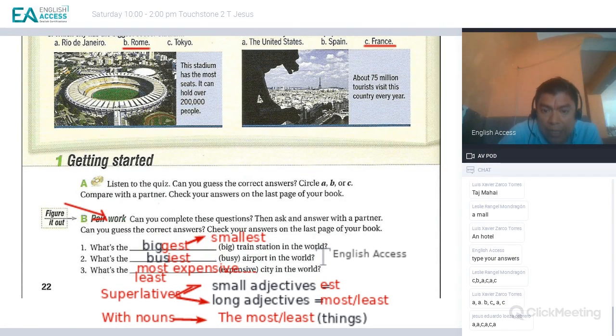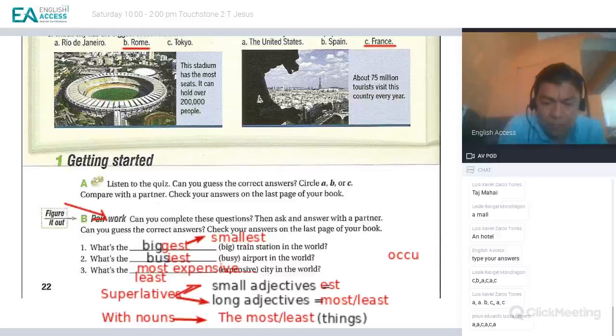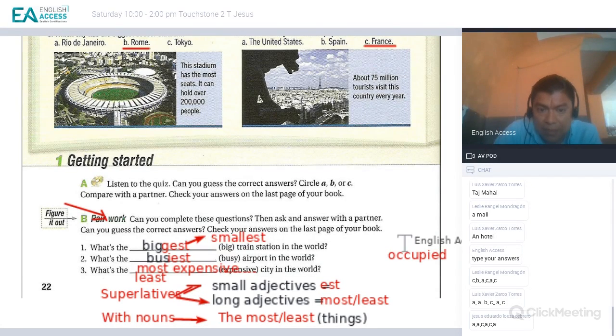So in this one, we say the least, we can say the adjective occupied. Yes, occupied is a synonym of busy, busy, occupied. But occupied is a long adjective. So for the long adjective, we don't use est, right? We use most or least. And in this case, we already have the est in this adjective. So with occupied, we don't say most because it would be the same. The opposite is least.